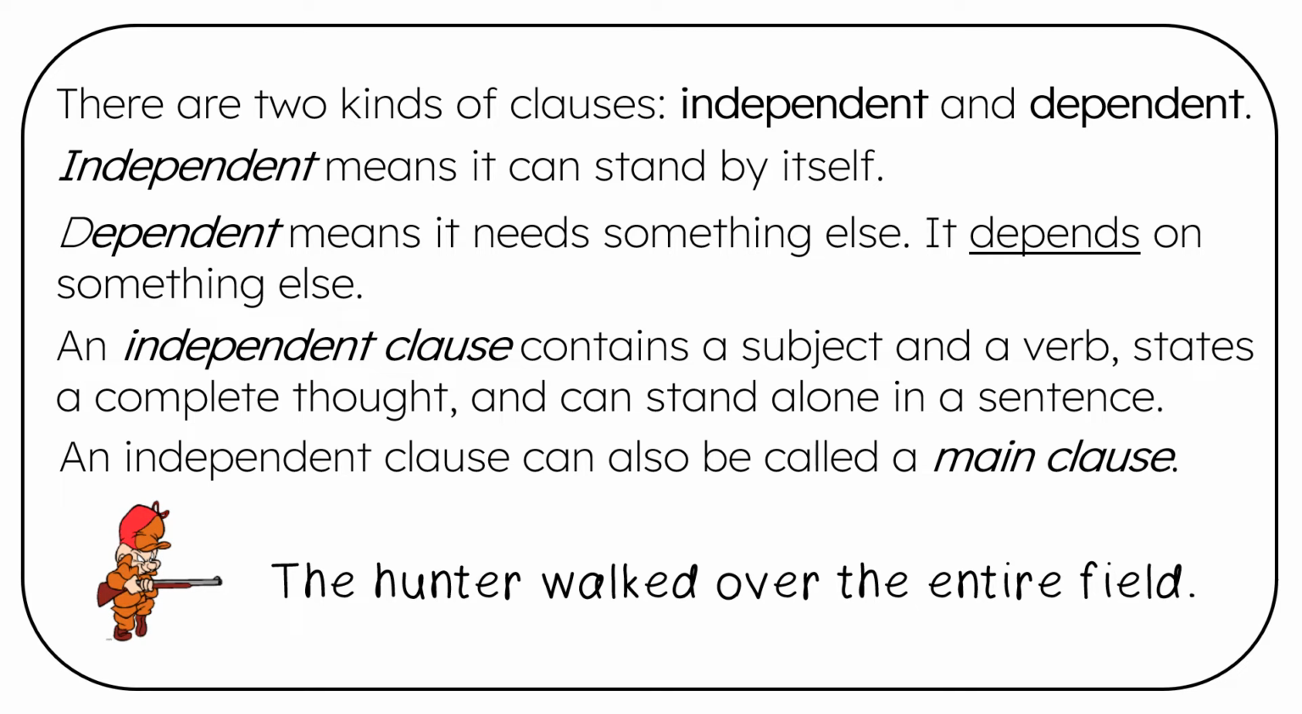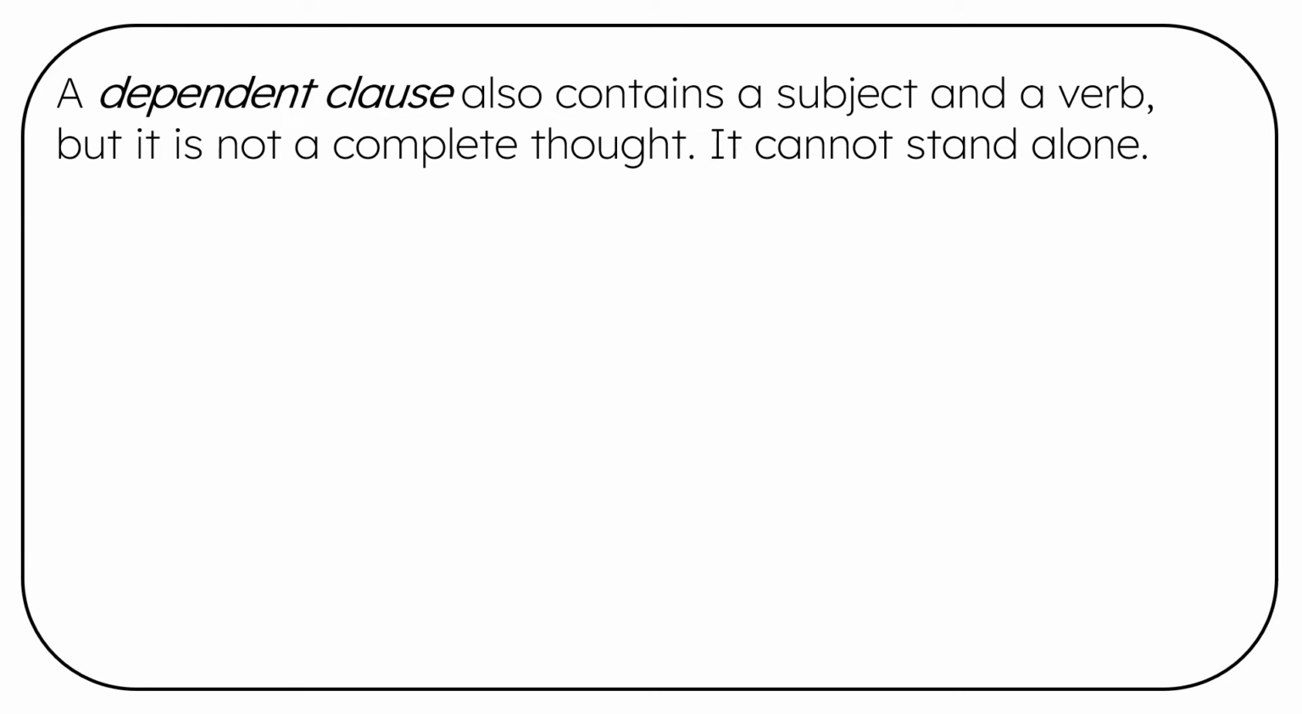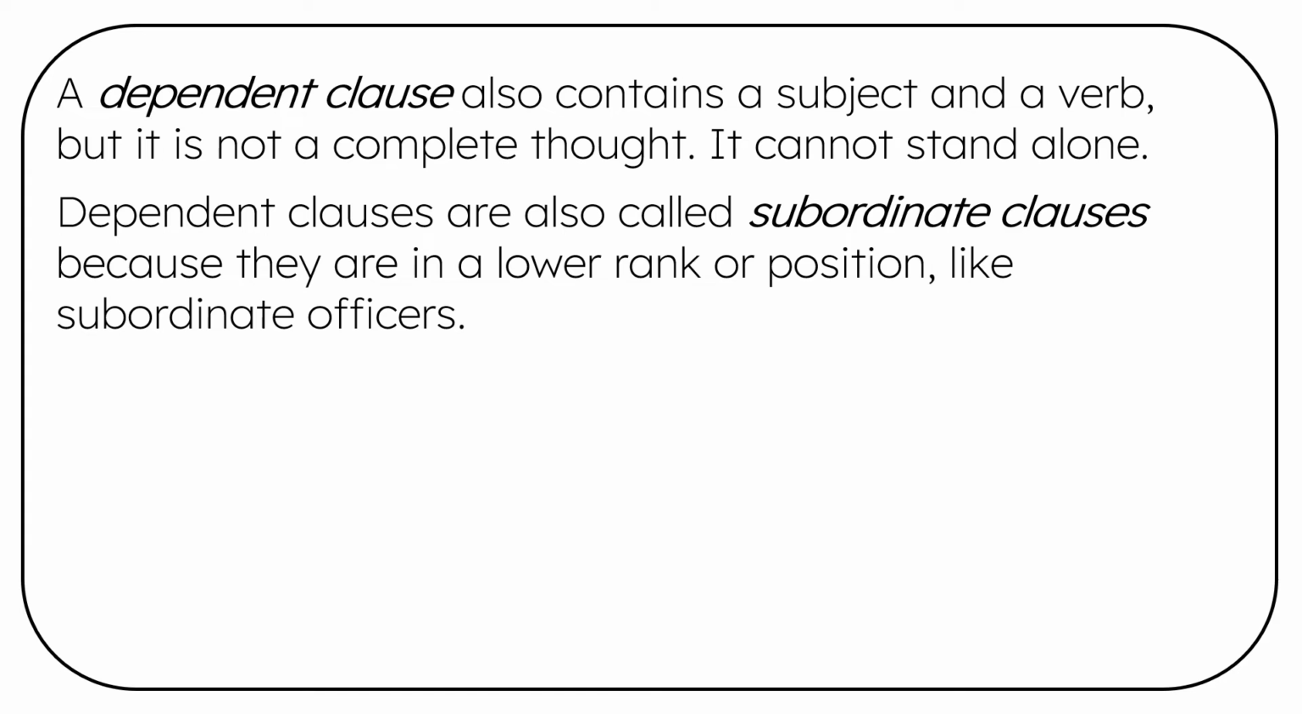The hunter walked over the entire field. Hunter is the subject, walked is the verb. So we have a complete or main clause. A dependent clause also contains a subject and a verb, but it is not a complete thought. It cannot stand alone. Dependent clauses are also called subordinate clauses because they are in a lower rank or position, like subordinate officers.